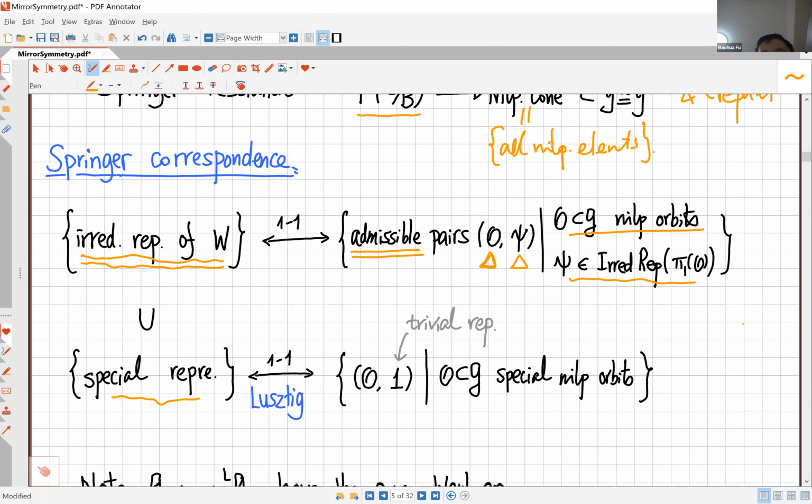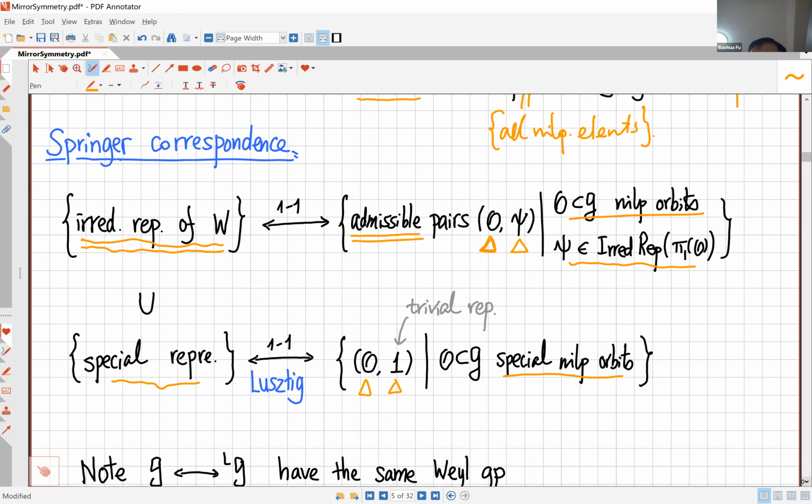And inside these irreducible representations, we have something coming from representation theory called special representations. Then Lusztig showed that a special representation corresponds exactly to some nilpotent orbit O, where the second part of the pair is just the trivial representation. In this case, we call this O a special nilpotent orbit. So from this Springer correspondence, we single out a class of special nilpotent orbits, and these will be our main objects.